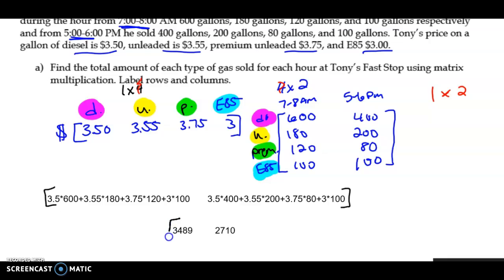All right, so if we multiply all those numbers, we should end up getting that we sold this much in gas: $3,489 worth from 7 to 8 a.m. and then from 5 to 6 p.m. there was $2,710 worth of gas sold.